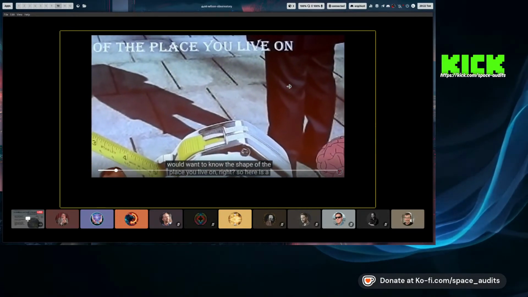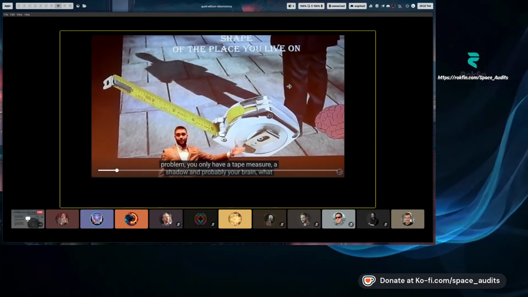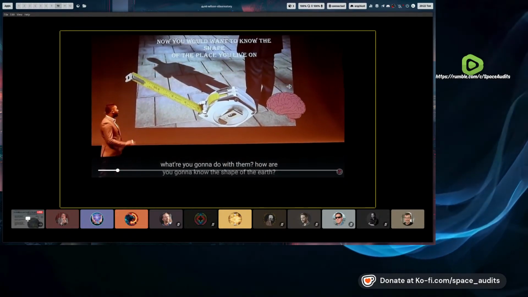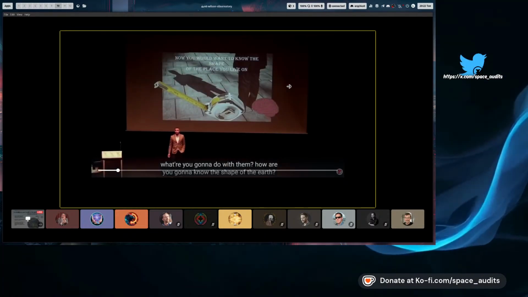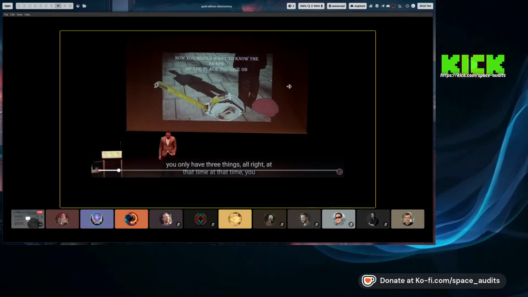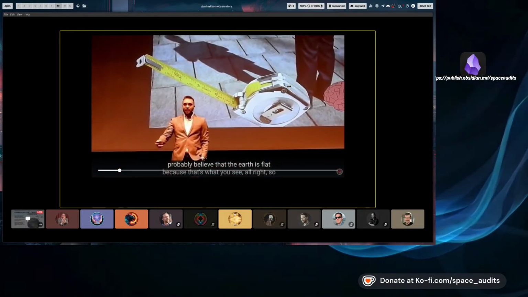So here is the problem. You only have a tape measure, a shadow, and probably your brain. What are you going to do with these things? Can anybody tell me? This is all you have. What are you going to do with them? How are you going to know the shape of the Earth when you only have three things? All right. At that time, you probably believe that the Earth is flat because that's what you see.